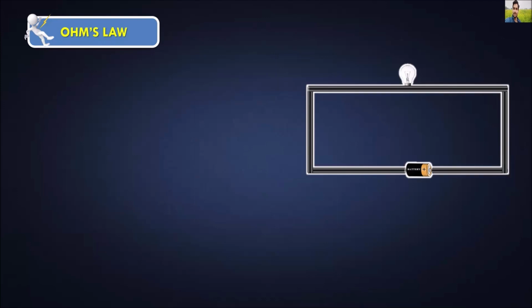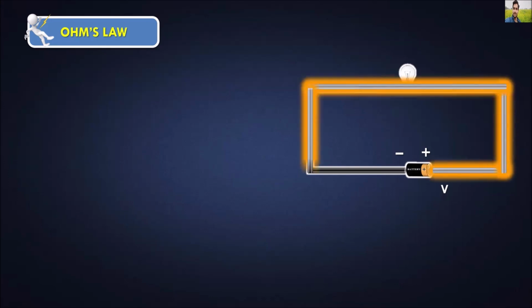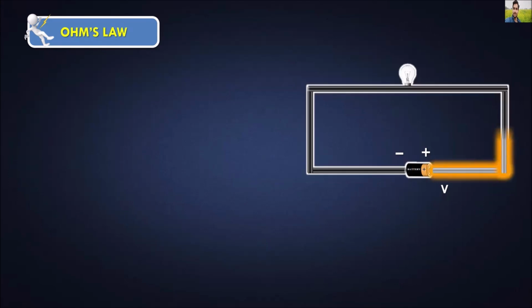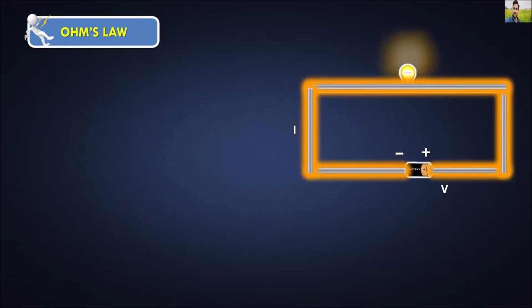So in this diagram, as you can see, there is a cell and a bulb. Obviously, the cell has a negative and positive terminal, and let's suppose the potential difference across its terminal is V. Due to this cell, electric current I is flowing in the circuit and the bulb will glow.